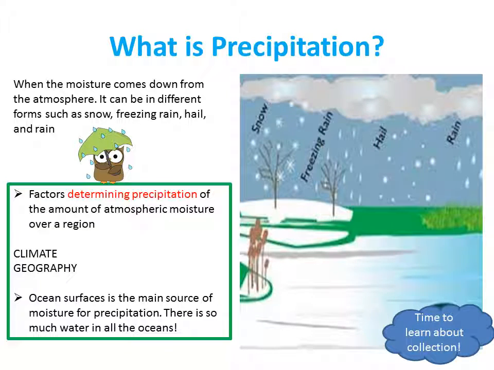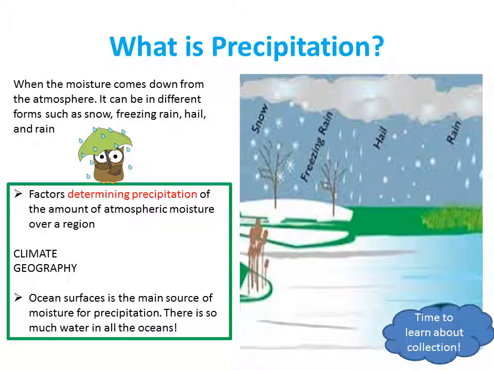All right. So now we have precipitation. Anybody know what that is? Rain. Yeah. Rain? It's just when stuff falls from the sky. All right. It's when the moisture comes down from the atmosphere. It can be in a different form, such as snow, freezing rain, hail, and rain.